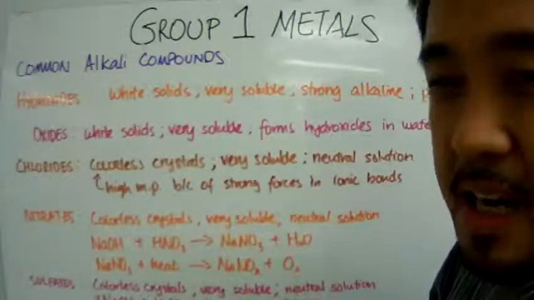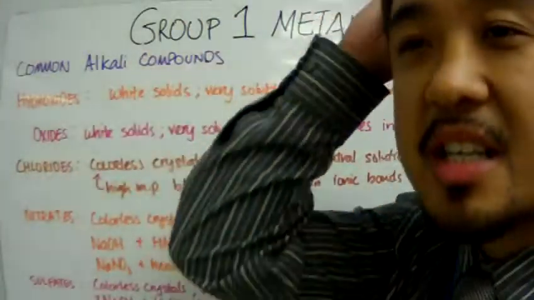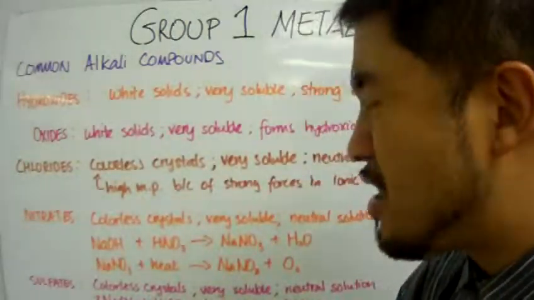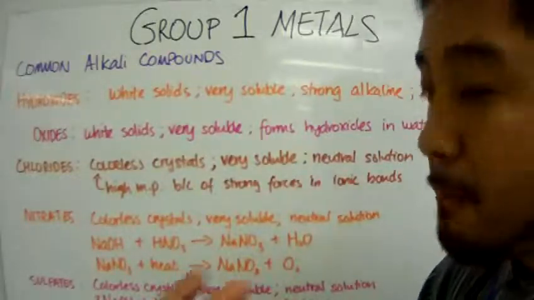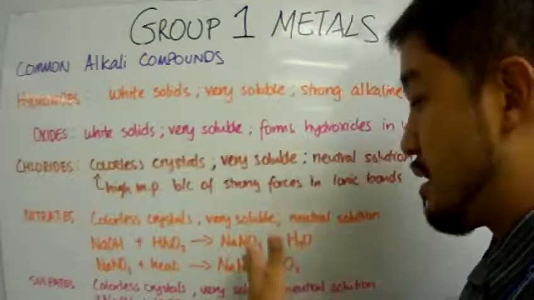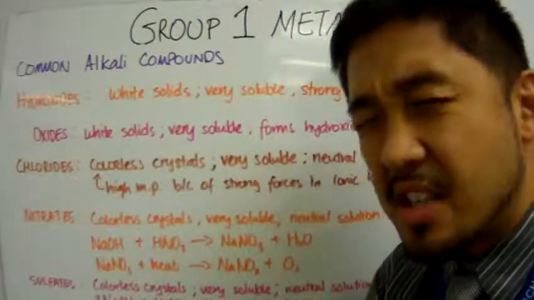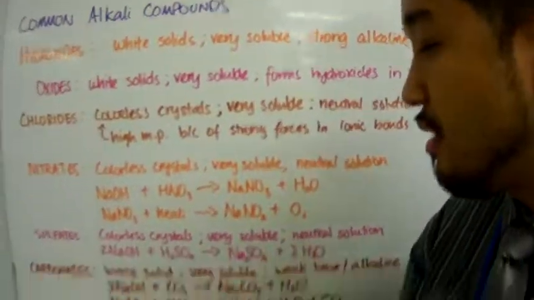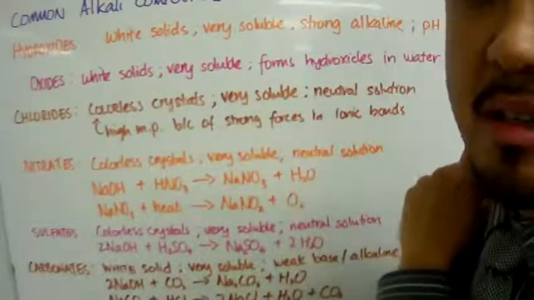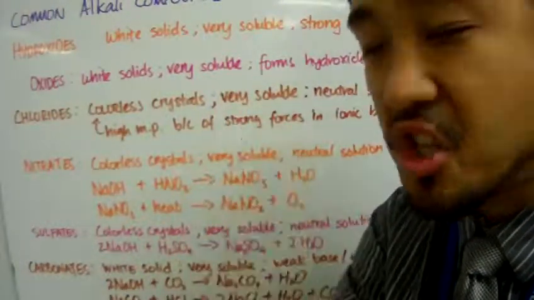Nitrates. Alkali nitrates also are colorless, very soluble in water, and make a neutral solution because it's a salt. How do you make alkali nitrates? Well, you mix sodium hydroxide, a base, and nitric acid, which is an acid, and you get an alkali nitrate plus water. Interesting fact, these nitrates, when you put them under heat, will decompose into sodium nitrite and oxygen. I'll put that in the video as an annotation.